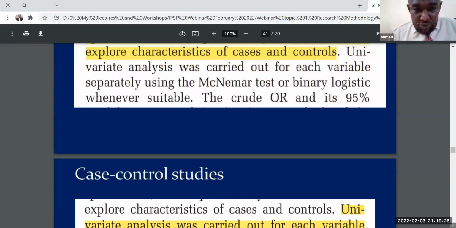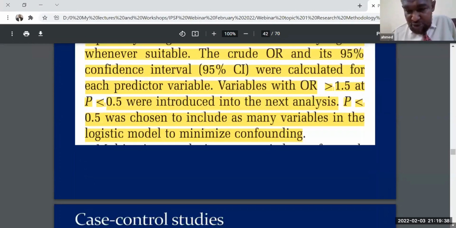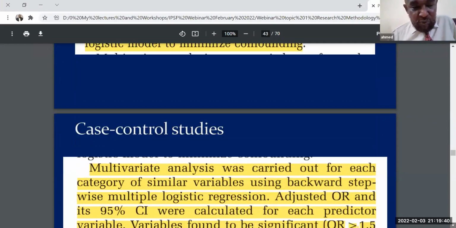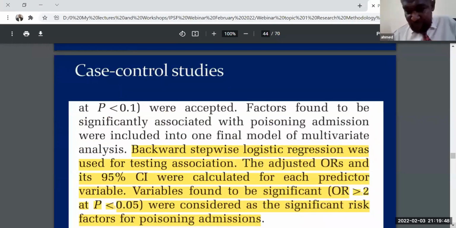Here we use McNemar test and binary logistic also. In this paper, we have crude odds ratio, adjusted odds ratio, and confidence interval. We use what's called backward stepwise logistic regression.